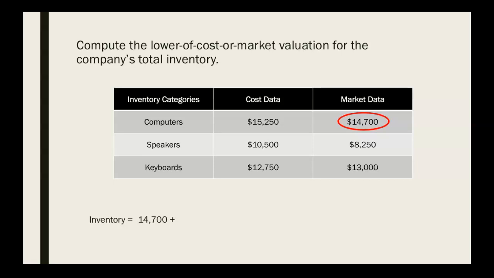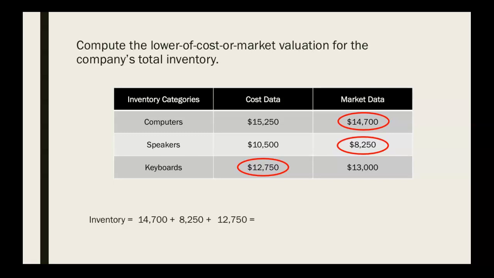Speakers. The cost was 10,500. The market says 8,250. Well, we'll go with that 8,250 because that's the lower of the cost or market. Keyboards. The cost data shows 12,750. Market data is 13,000. Well, this time cost data is less, so we'll go with the cost data of 12,750.